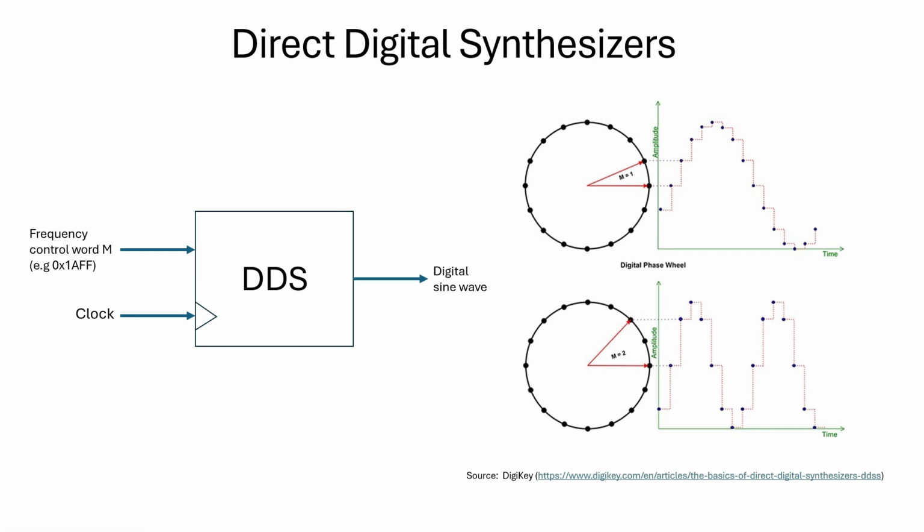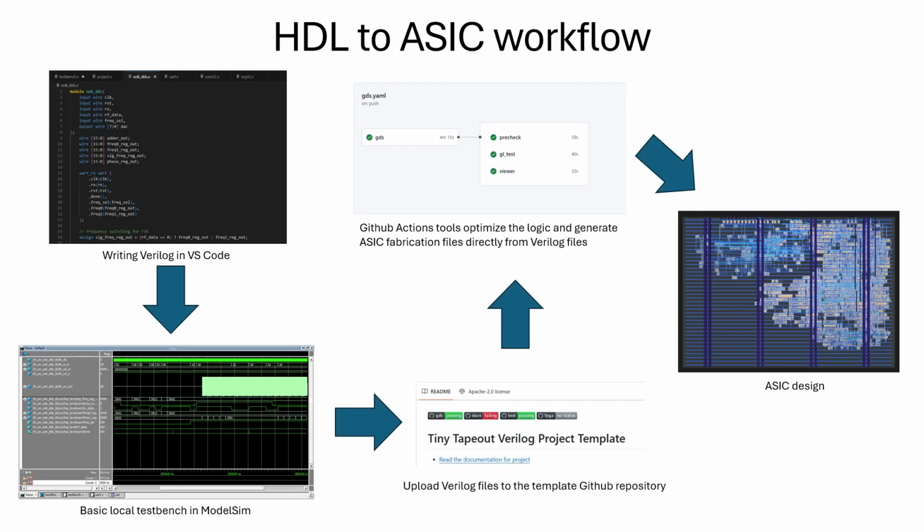When it comes to my project idea, I decided to make a direct digital synthesizer, which is basically a digital sine wave generator. In addition, the device would be made specifically for RF communication. This is the workflow I used to turn my idea into a real chip. I used Verilog as my HDL and simulated my design in ModelSim. Then I used the GitHub template provided by Tiny Tapeout to generate the fabrication files.